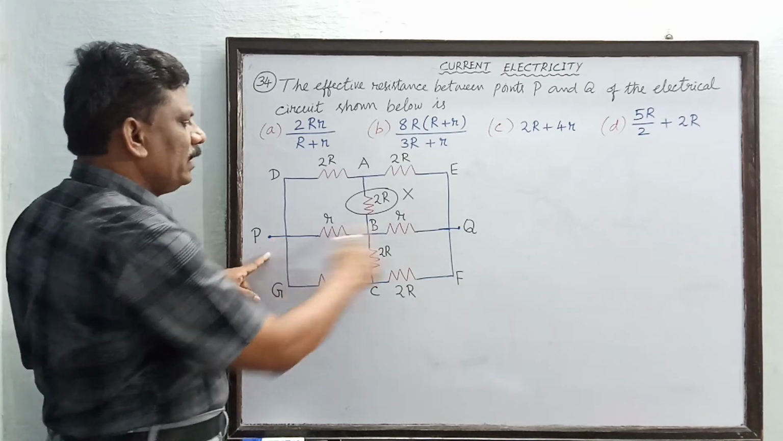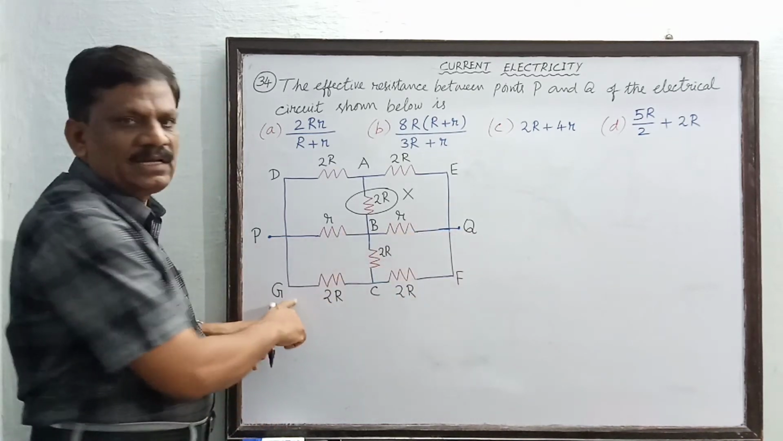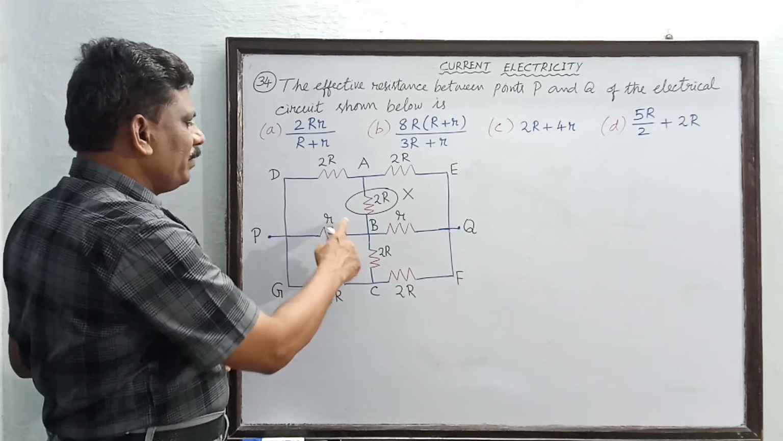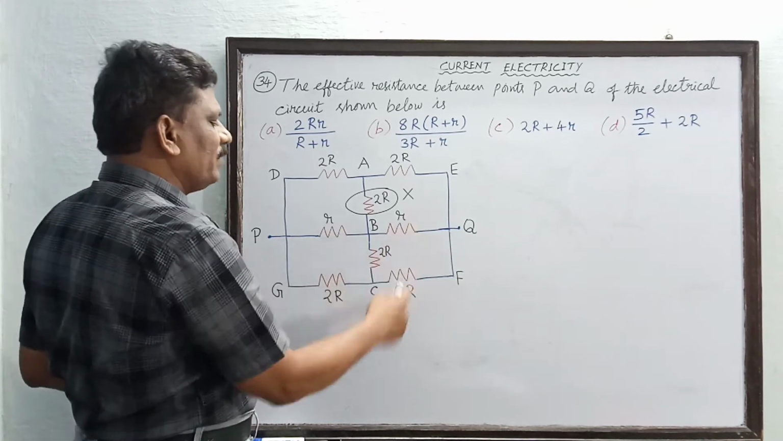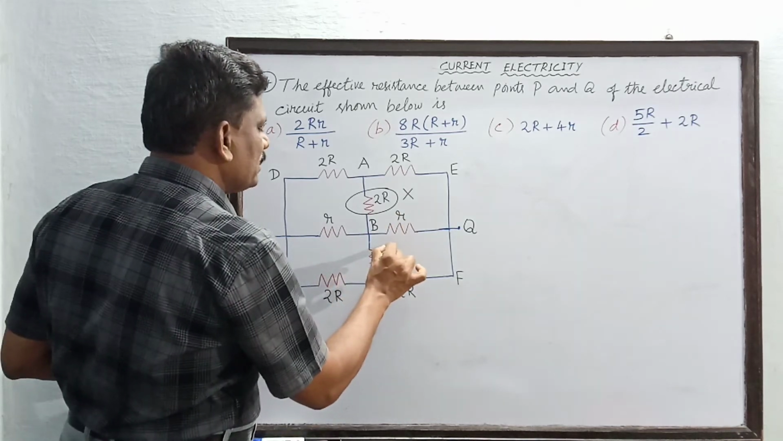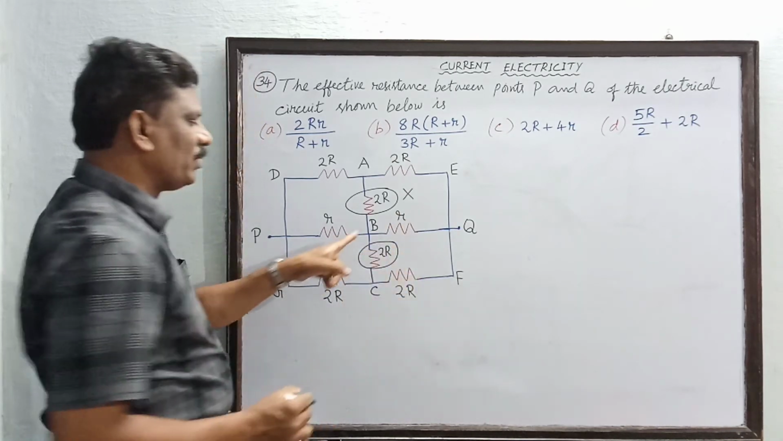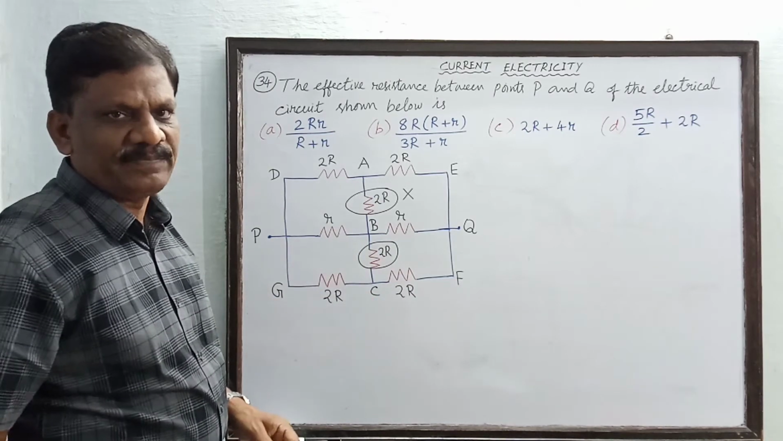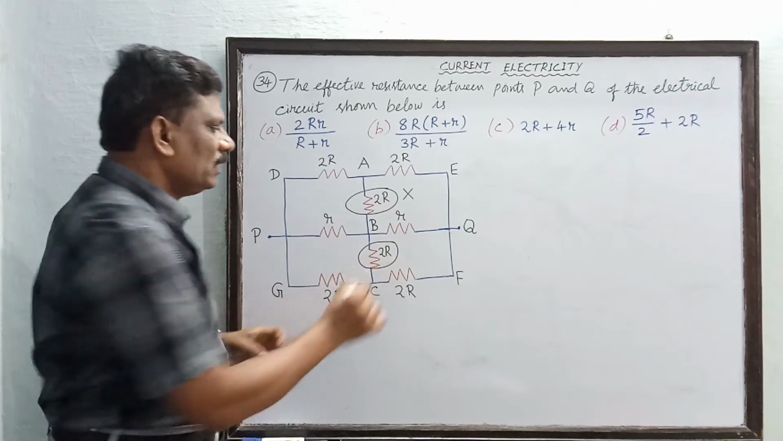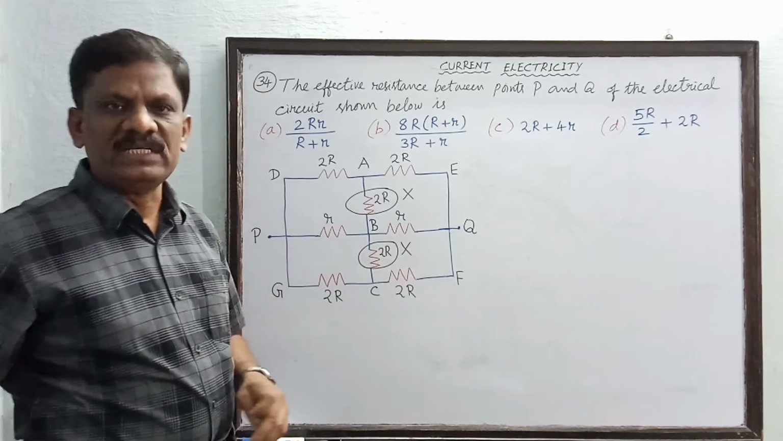Similarly, PQFG is also a closed loop. It's a Wheatstone's bridge, and R by 2R is equal to R by 2R. So it is a balanced Wheatstone's bridge. Therefore, this 2R is ineffective because the potential at B and C will be the same. No current will flow through this 2R. Therefore, these two resistors are omitted.